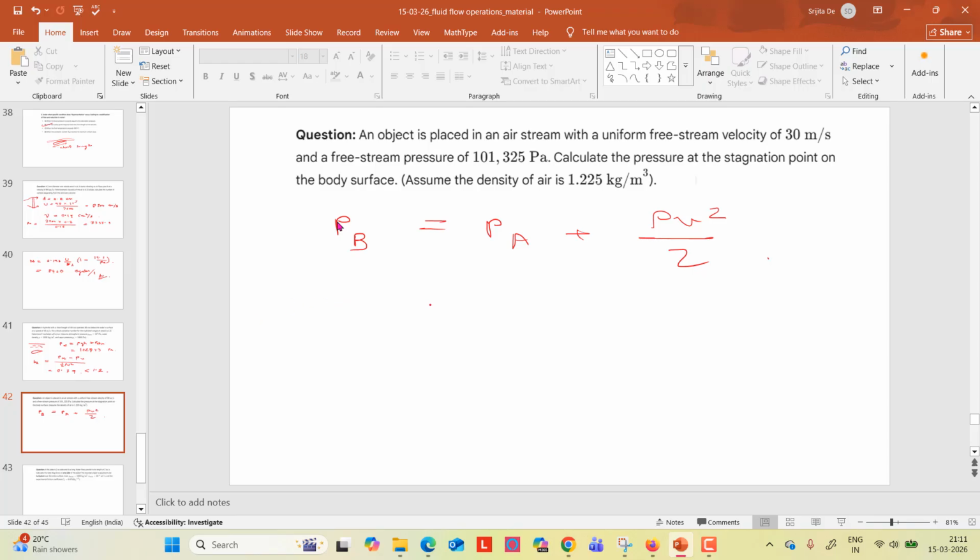So if you put all the values, because all the values are given, the free stream pressure is 101,325. So it is coming as 101,876.25 Pascal. This is the stagnation pressure. Next.